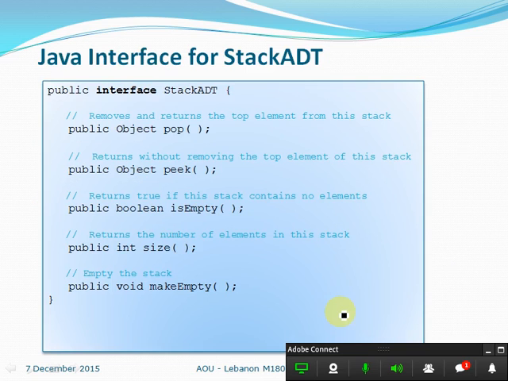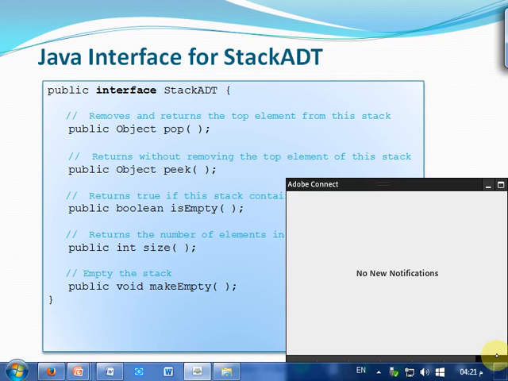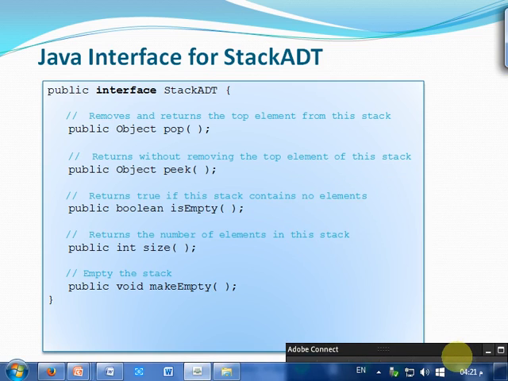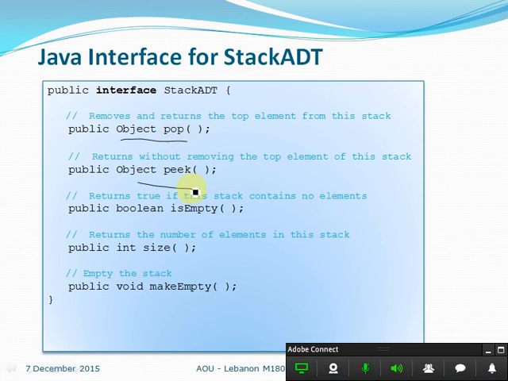Now here is an interface for a stack. Interface is nothing but, I think most of you have studied Java, in which you have studied interfaces. An interface is like a class with variables and functions or methods without the implementation. If you see this interface, you have a function called pop, you have a function called peek, isEmpty, size, makeEmpty. But there is no implementation for these methods. Implementation in the sense there is no code for these methods.